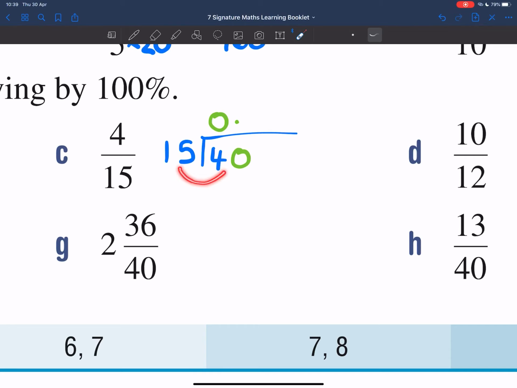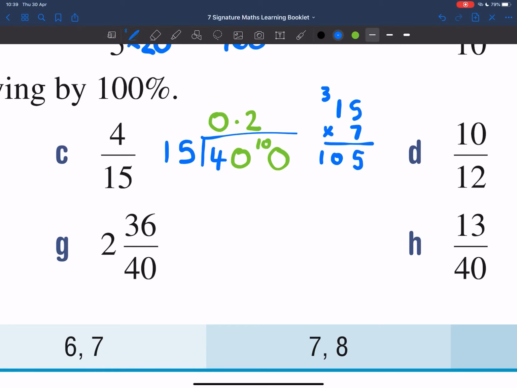How many 15s fit inside of 40? 2. That would make 30, leaving us with 10 remaining. So 10 on top of a 0. And this number is now 100. How many 15s go inside of 100? Well, let's just do a little check. My prediction is 7. So 15 times 7. Let's see if that's under 100. Oh, no. That's 105.